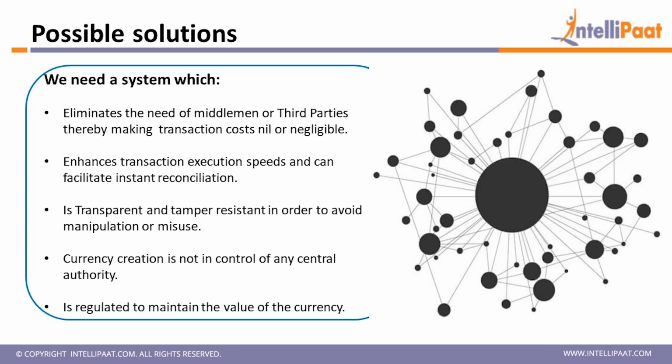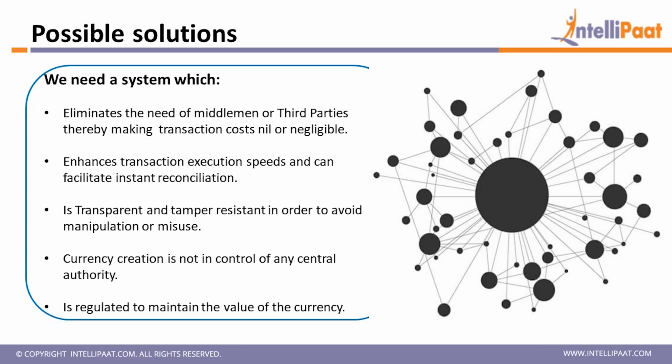What could be possible solutions? We need a system which eliminates the need for middlemen or third parties, thereby making transaction cost nil or negligible, right? If there's no middleman, we don't need to pay him. We can save that money and make things cheaper. Enhance transaction execution speeds and facilitate instant reconciliation. It should also be transparent and tamper resistant in order to avoid manipulation or misuse. If things are transparent, no one with or without authority can tamper with the information and do false transactions for their own benefit.